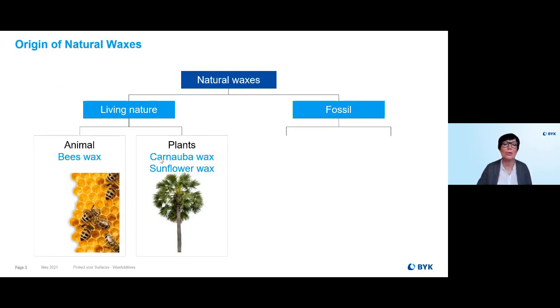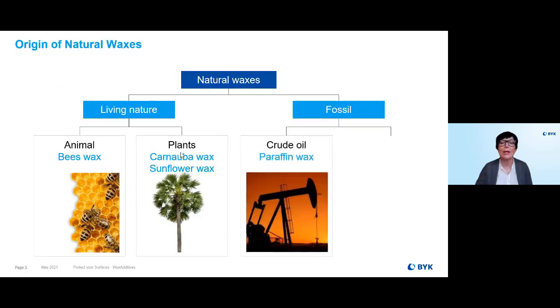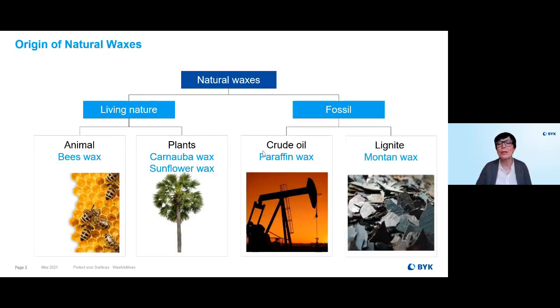You may have heard about such a product from the cosmetic industry in the past, but now it's available even in industrial grades. If we talk about fossil waxes, we have the wax from crude oil, that is paraffin wax, out of the decomposition of petroleum. And next to it, the montan wax, which mainly comes from the eastern part of Germany and even from Ukraine or America.